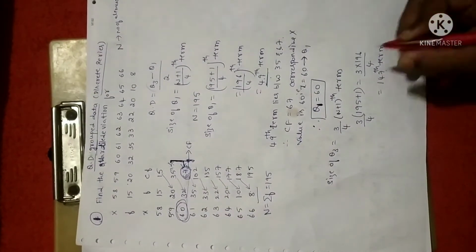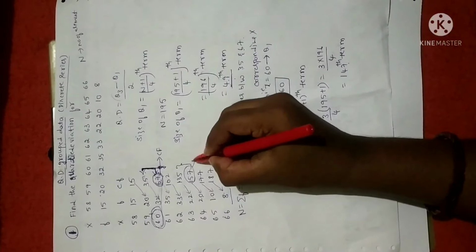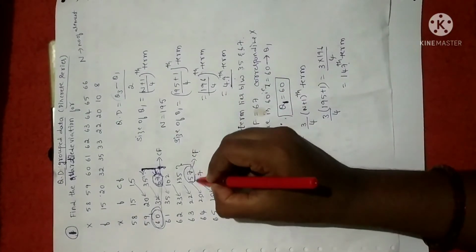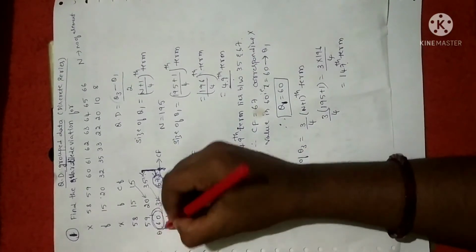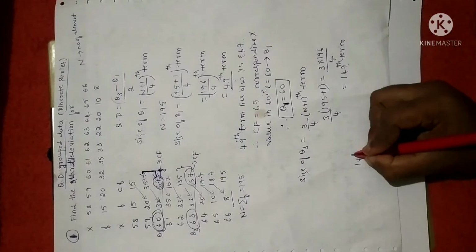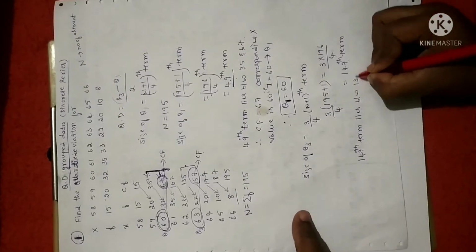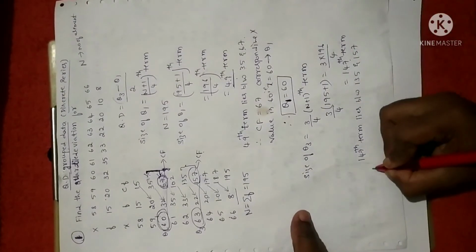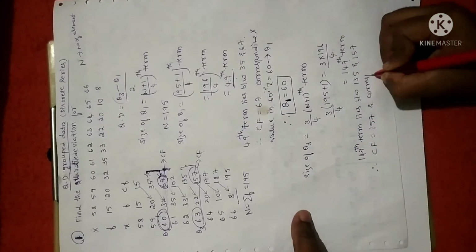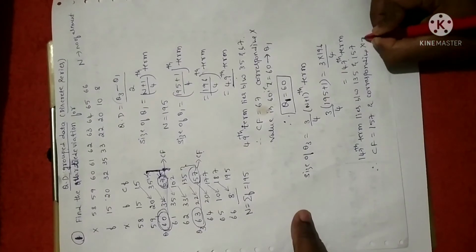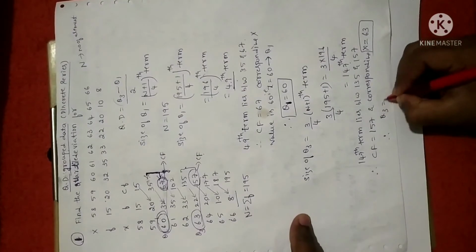Now 147 lies between 135 and 157, right? Among which the highest value is 157. So that will become the cumulative frequency. The corresponding x value is 63. So it is taken as Q3. Clear? So let me write: the 147th term lies between 135 and 157. Therefore CF is equal to 157 and the corresponding x value is 63. Therefore Q3 is equal to 63.